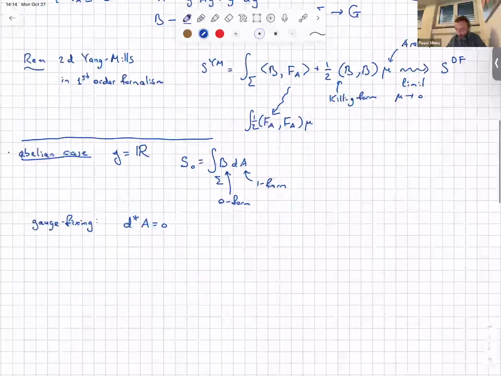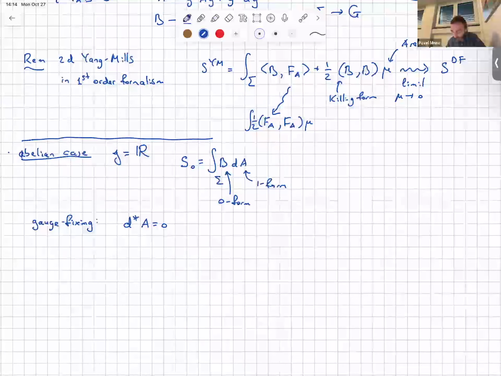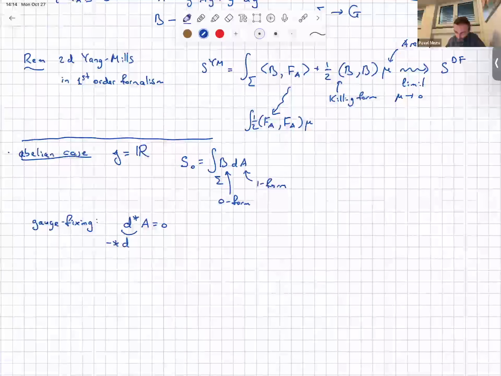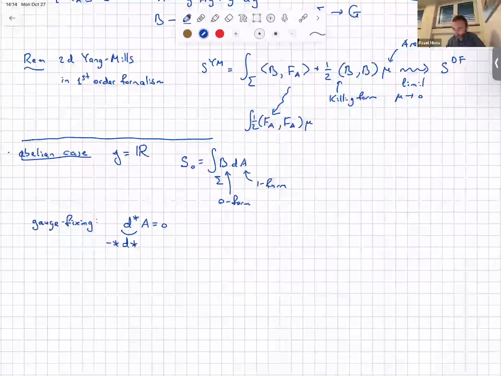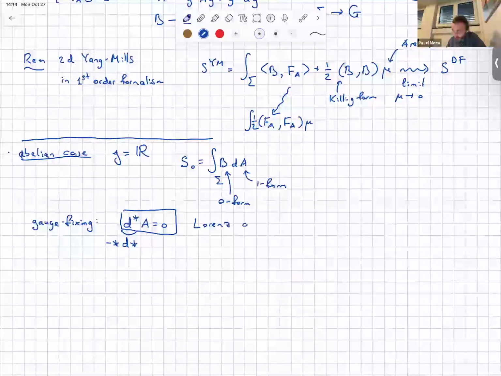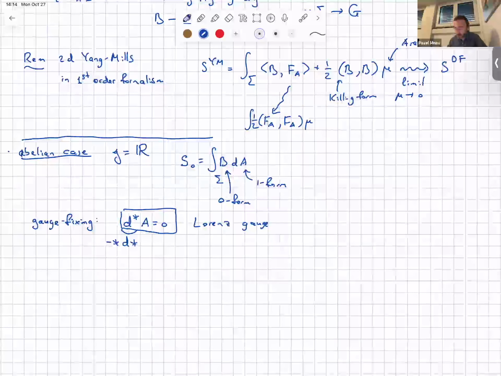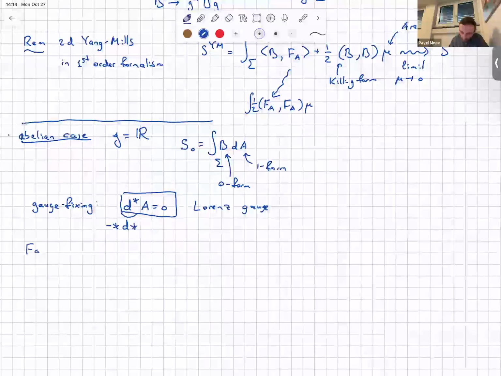Now my gauge fixing is d star of A equals 0. Here d star is the codifferential, so it's negative star d star, where star is the Hodge star associated to some choice of metric on the surface. So this is the Lorenz gauge. And now I want to invoke something from the story of gauge theories, namely the Faddeev-Popov mechanism.